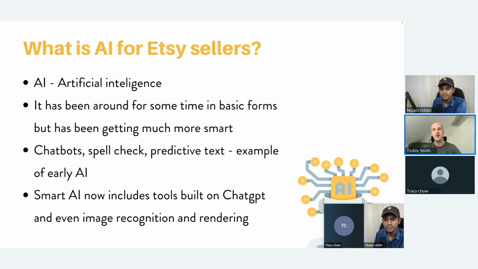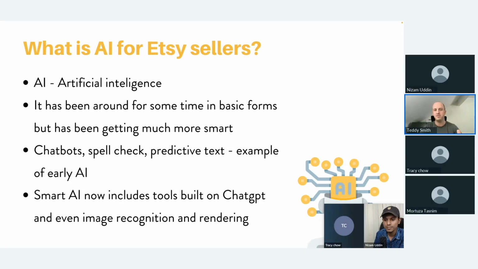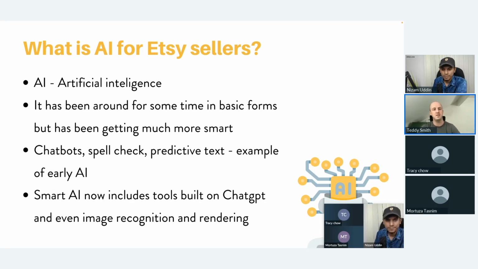Now, it has actually been around for quite a long time. People don't really realize, but AI has been around for longer than ChatGPT. There's been some basic things such as spell check, chatbots, even predictive text. All of these things have a certain level of AI in them, and these are examples of early AI. But now that AI has got much smarter, it's actually become a tool which you can use to grow your business. Now, most of these tools are built on the ChatGPT platform, but a lot of them also include things like image recognition and even creating pictures.